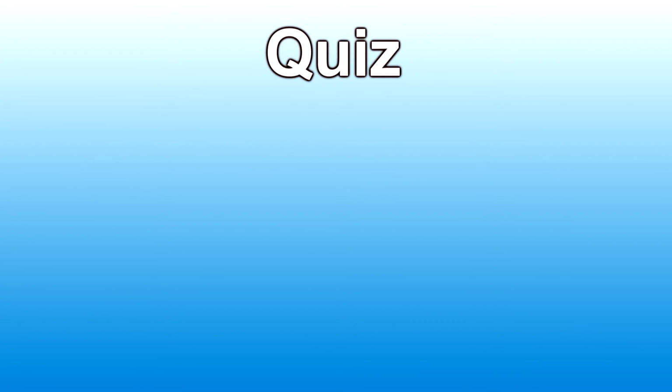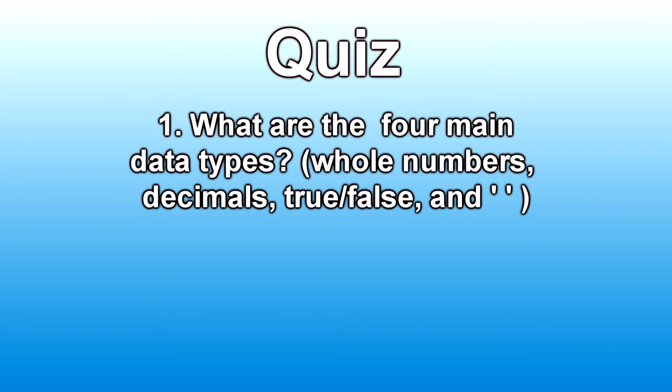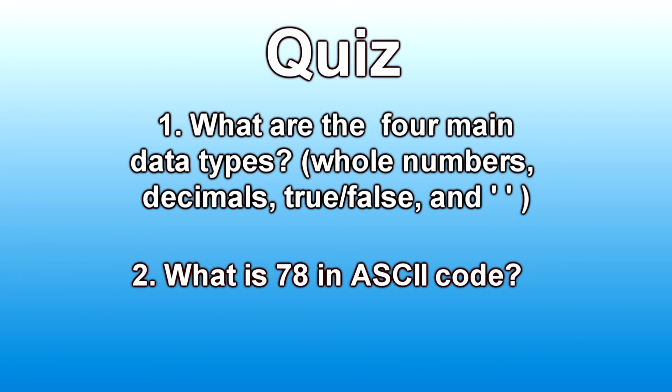So yeah. So ladies and gentlemen, we've come to the end of another video, and I have prepared yet another quiz for you. Today's questions are: what are the 4 main data types? These include whole numbers, decimals, true false, and a single character with 2 single quotes. And what does the number 78 represent in ASCII code?